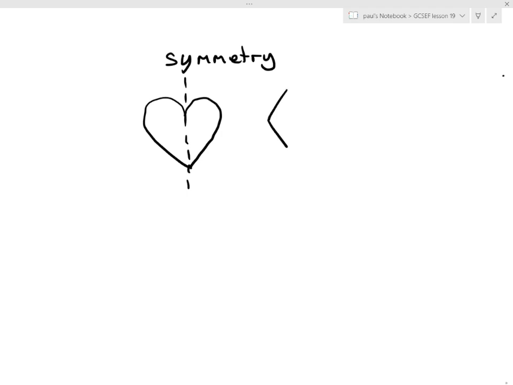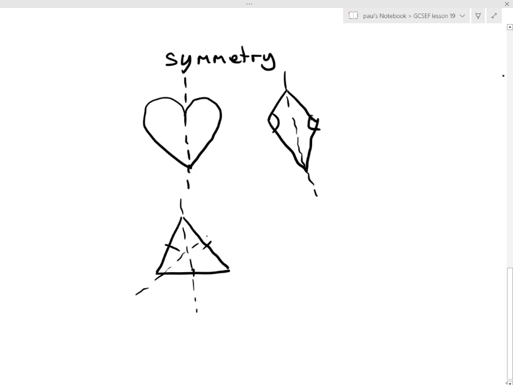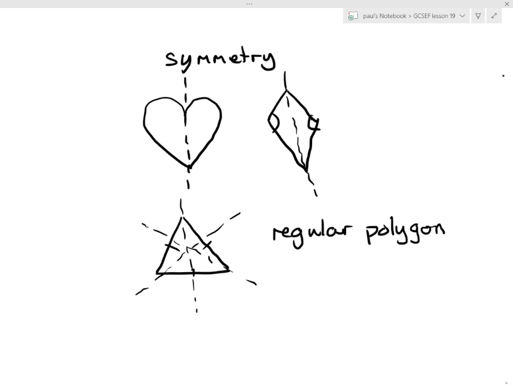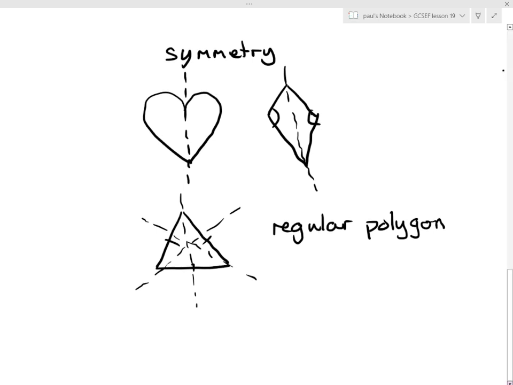So when we had that kite, which is this, they've got long bits and short bits, you'd have a line of symmetry down the middle, and these two are the same, so the kite. And if we have an equilateral triangle, you'd have a line of symmetry there, a line of symmetry there, and a line of symmetry there. Now, because all three sides are the same, we call this a regular polygon. And the lines of symmetry on regular polygons match the number of sides.